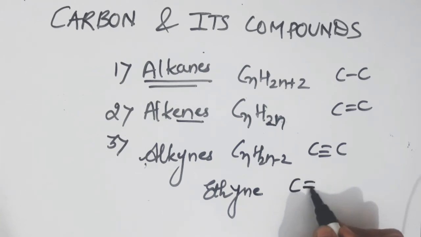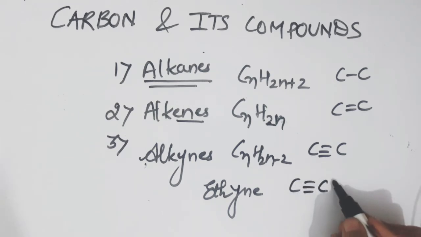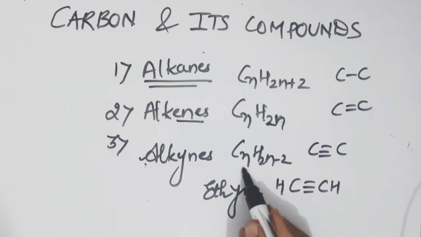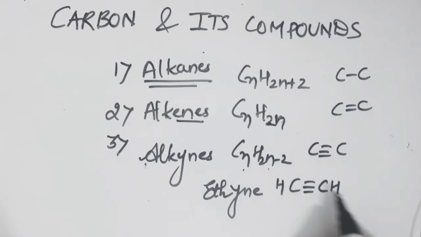Now C triple bond C, and then you will have to add 1 hydrogen on this side and then 1 hydrogen on this side. So you will see that the formula goes up as 2 into 2 minus 2, that is C2H2. It is also known as acetylene. Now another is the propyne.